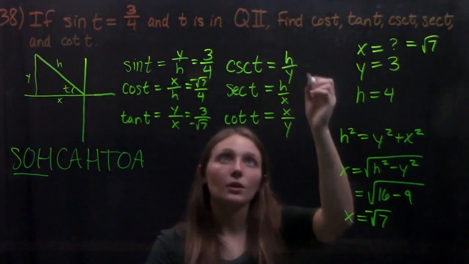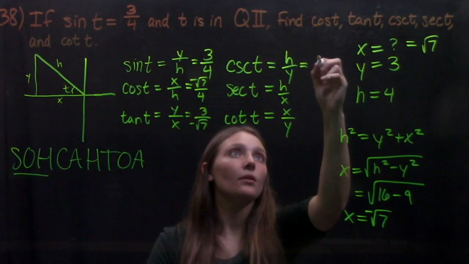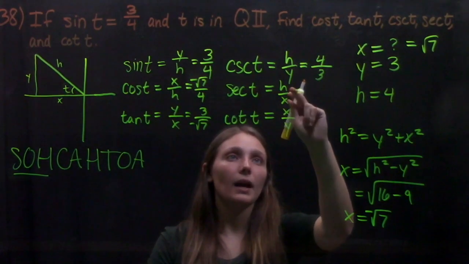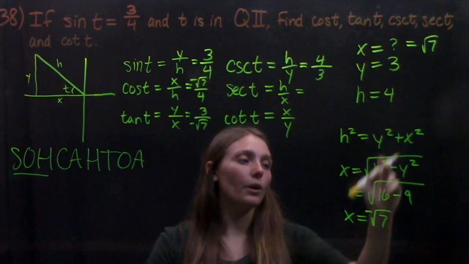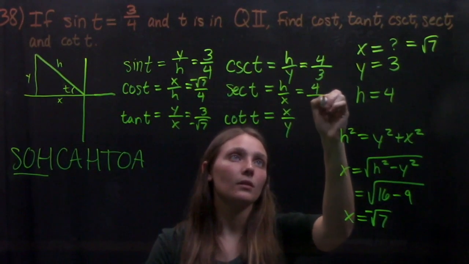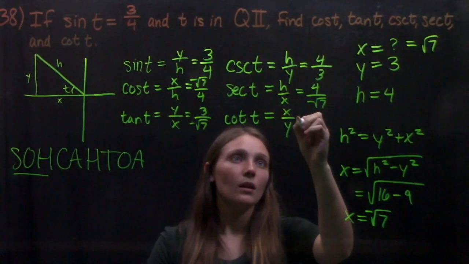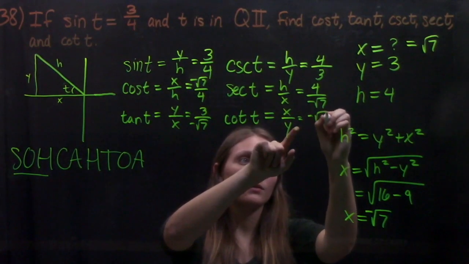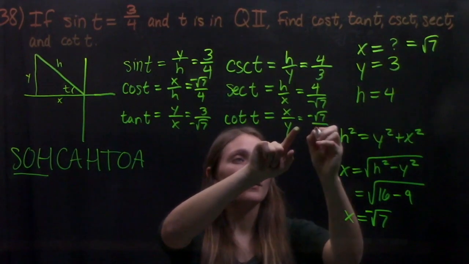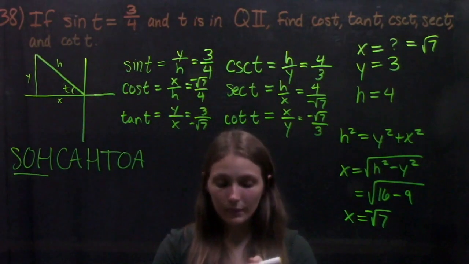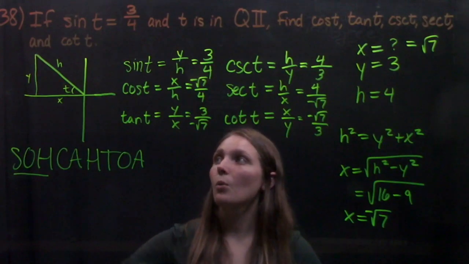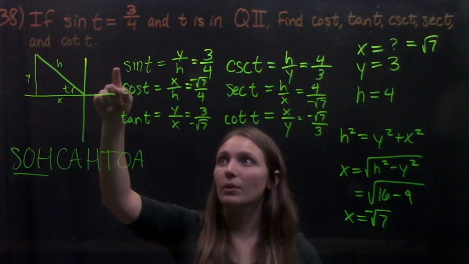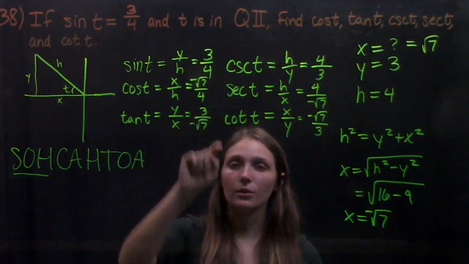Taking it through to cosecant of t, we have 4 over 3. Secant, h over x, equals 4 over negative square root of 7. And then finally cotangent of t equals x, negative square root of 7, over y, which is 3. So all we had to do in that problem was draw our triangle, find our x, y, and h values, and plug them in to each of these equations.